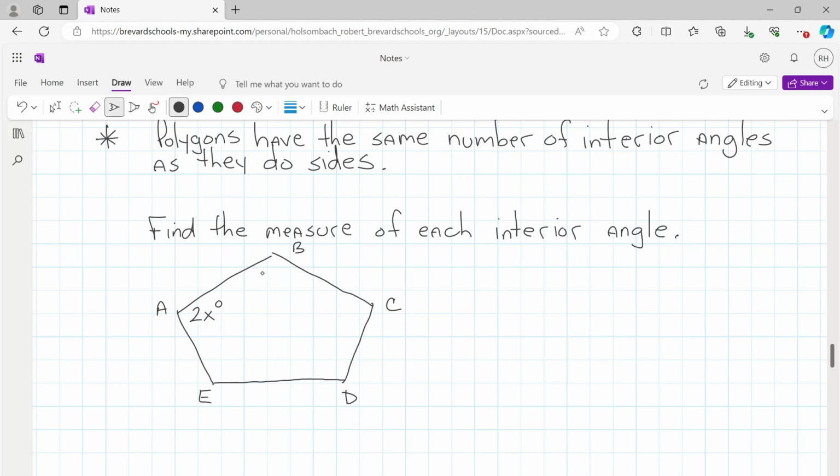Angle B is 142 degrees. Angle C is also 2x degrees. Angle D is 3x plus 14. And angle E is also 3x plus 14.